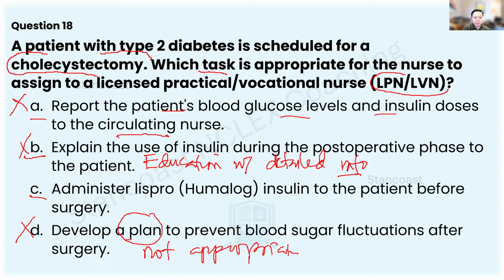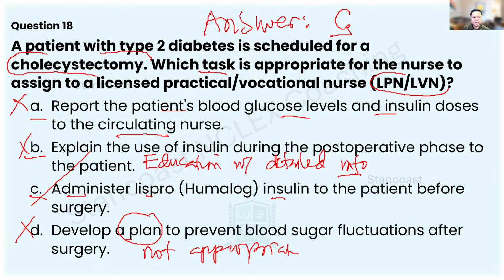So we will select letter C, administer Lispro Humalog insulin to the patient before surgery. They can do that. All right. It is a task that is within their scope of practice. They are trained to administer medications, including injections. And this is not really complex. Hello, Pushpak. Welcome to the class. So the correct answer here is letter C.